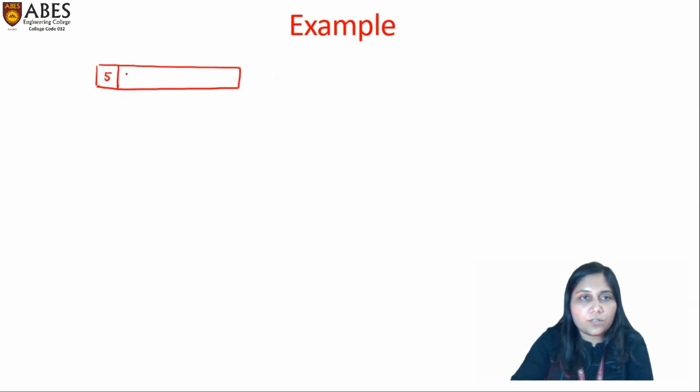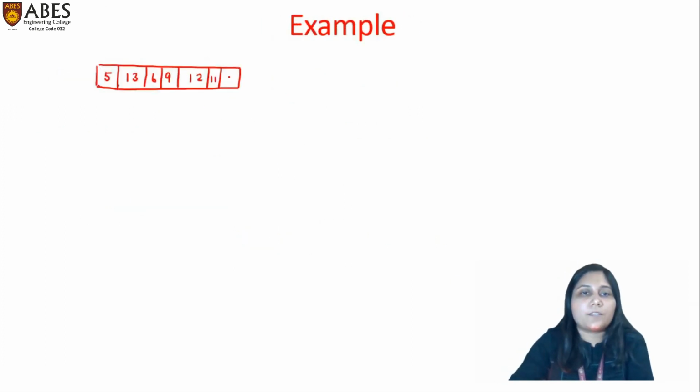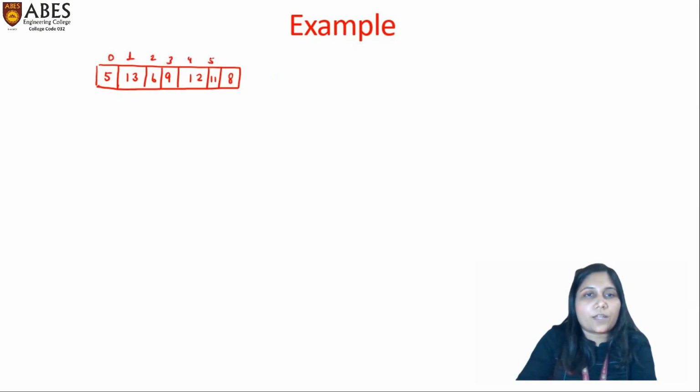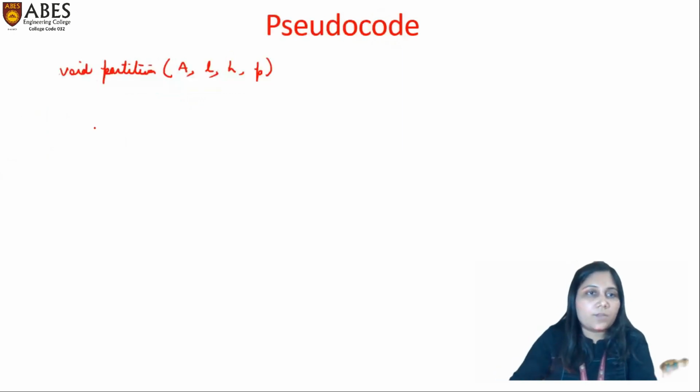The array is 2, 5, 13, 6, 9, 12, 11, and the last one is 8. So the indices are 0, 1, 2, 3, 4, 5, and 6. My L is 0, my high is n minus 1, which is 6, and my pivot is at 6. The element is 8.